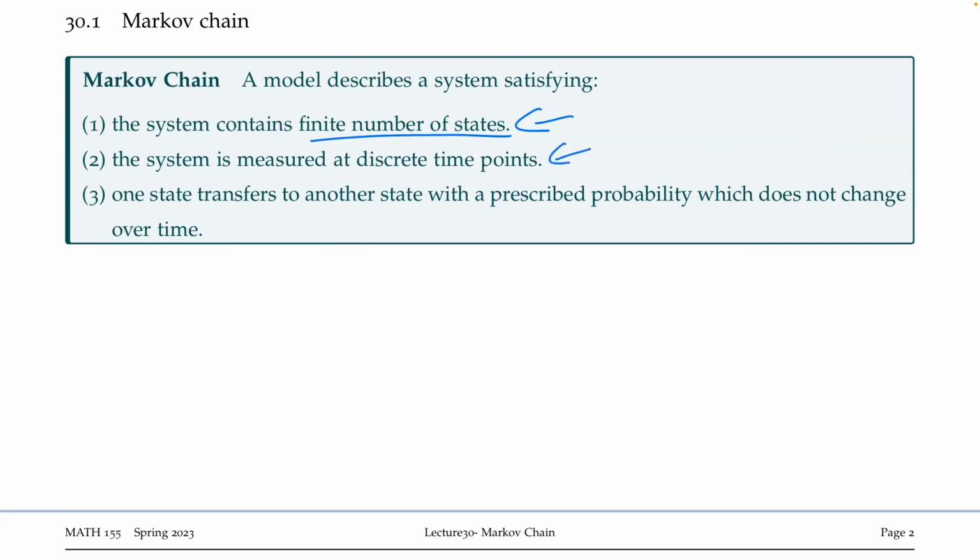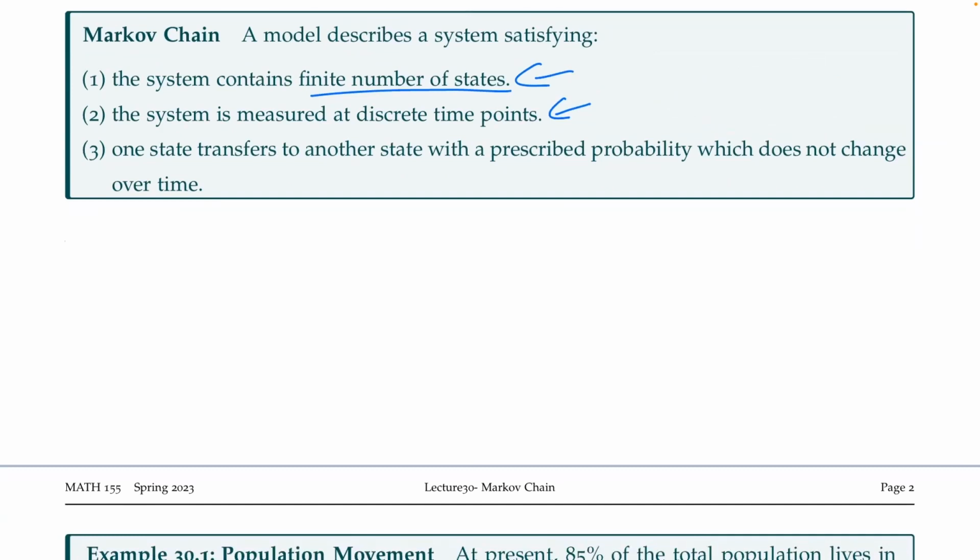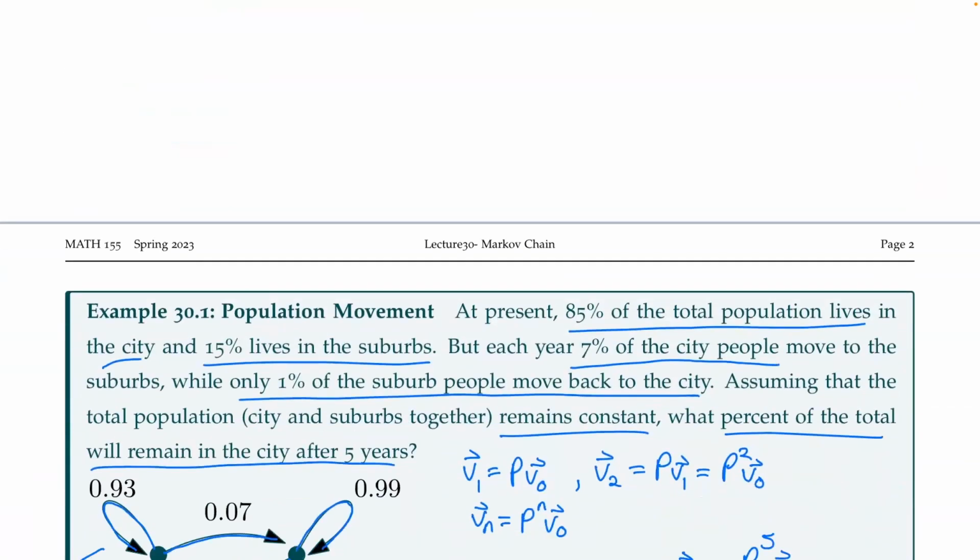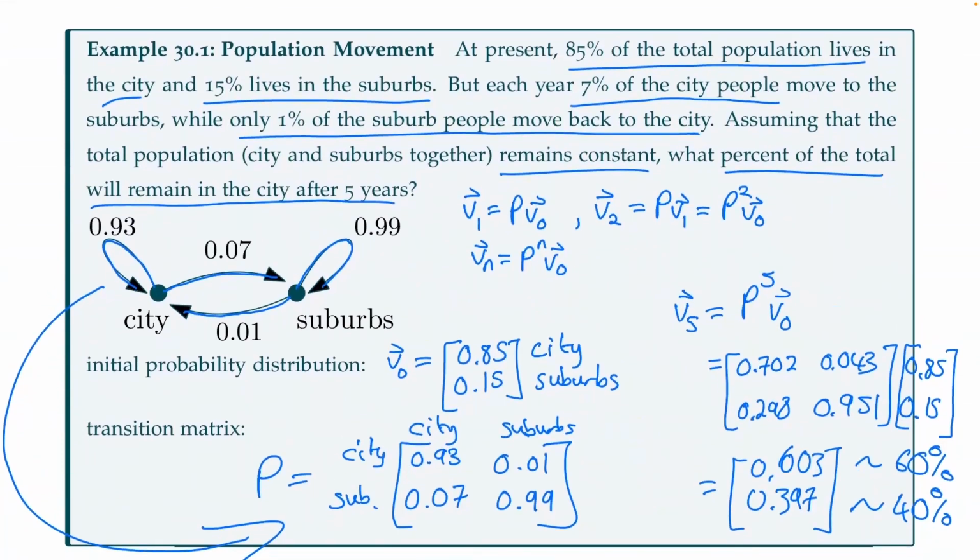We are measuring time in discrete jumps, so we don't have our continuous time models like ordinary differential equations. Here we're having discrete time jumps. And we're also transferring from one state to another with a fixed probability here. So this probability doesn't change over time. It's crucial.